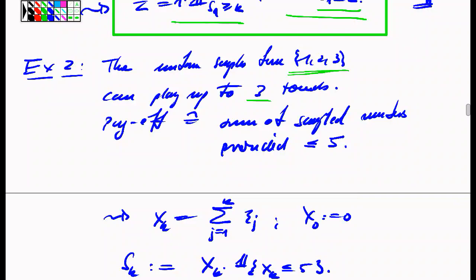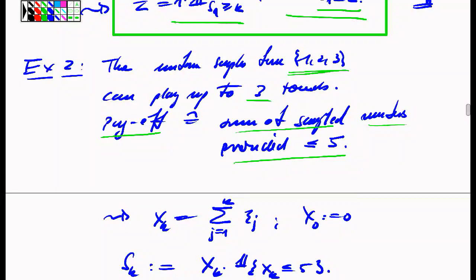You can generate numbers up to 3 times. So you can use this random number generator up to 3 times. That's the game that you can play, but you can choose not to use it all the 3 times. You can just stop producing new numbers if you want. And the payoff of the game will be just the sum of the sampled numbers, provided the sum does not exceed 5.